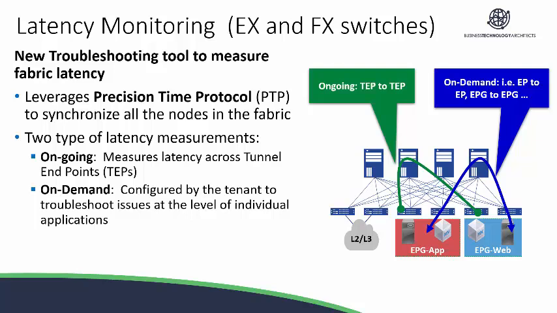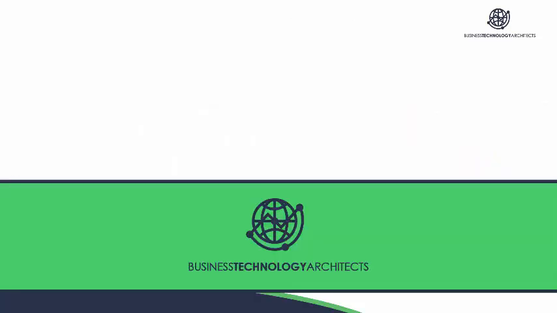In the EX and FX switches, there are new troubleshooting tools to measure fabric latency, leveraging Precision Time Protocol to synchronize all nodes in the fabric. There are 2 types of latency measurements, ongoing and on-demand. Ongoing measures latency across TEPs, and on-demand is configured by the tenant to troubleshoot issues at the level of individual applications. And that is Module 1.